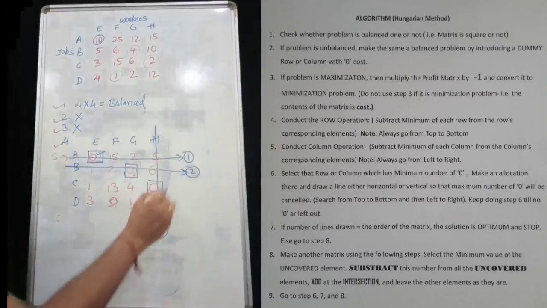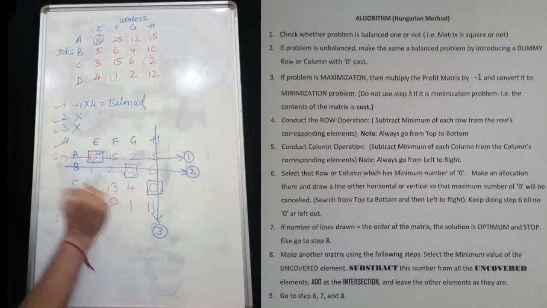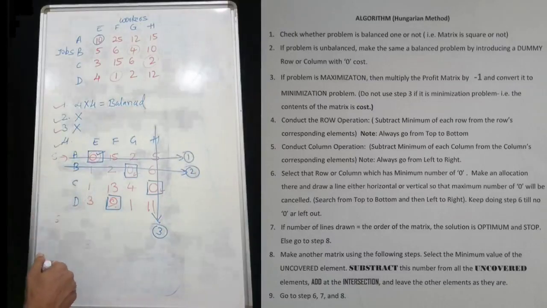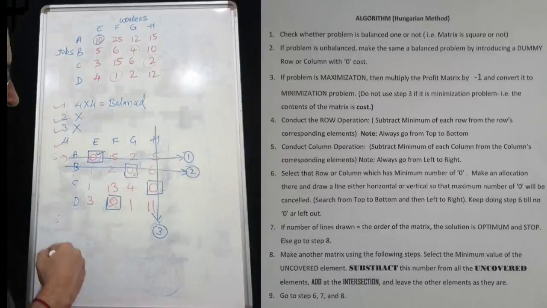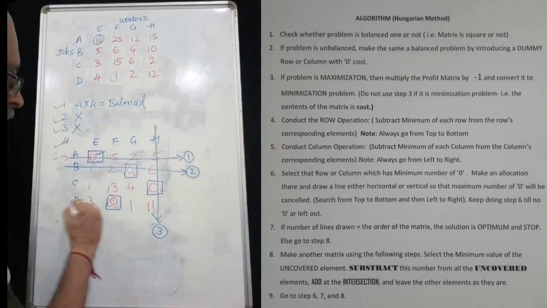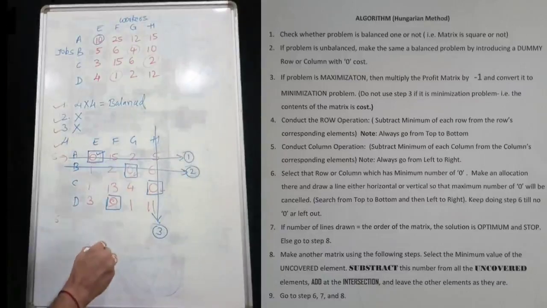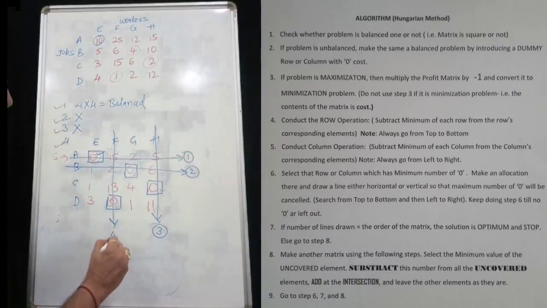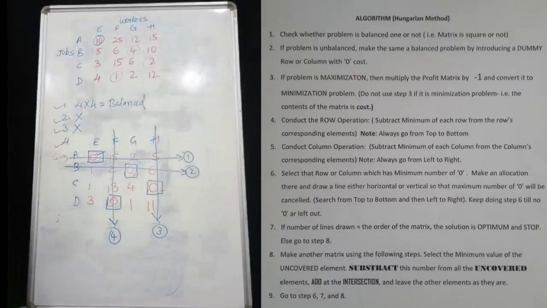Then I have got only one 0 left here. This is the 0. I make an allocation here and cancel all possible zeros that are there. I don't have any zeros anywhere. So you draw a line either horizontally or vertically, however you want. I'll draw vertically and cancel it and call it number 4.